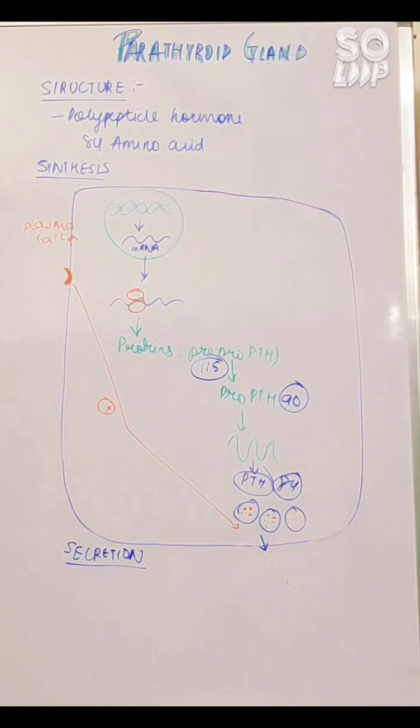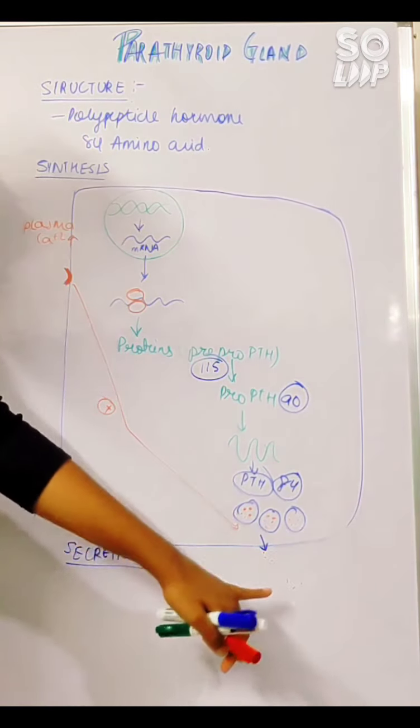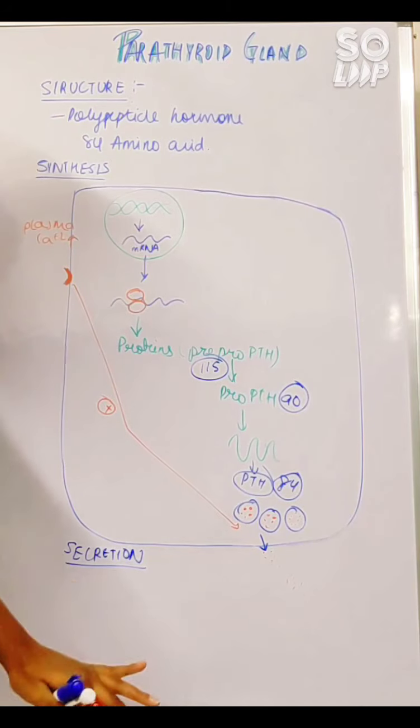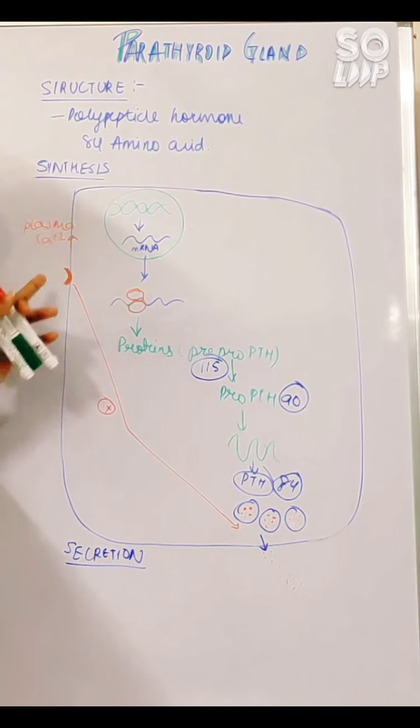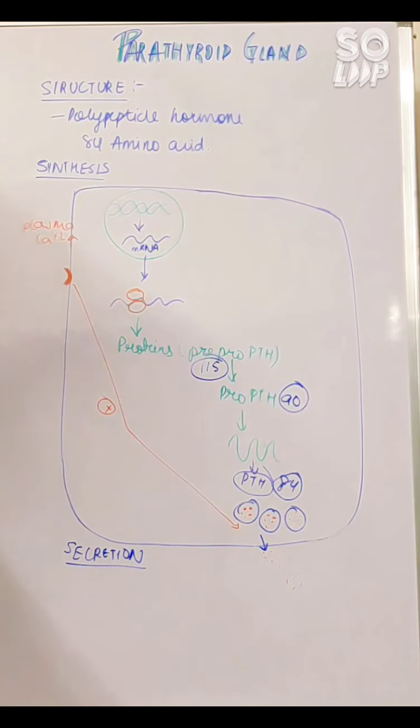So this is it. Now, as I told, how are they secreted? They are secreted as a result of exocytosis, okay? And this is sensed by the calcium receptors present on the parathyroid cells, which act in response to the decreased plasma ionized calcium concentration, okay?